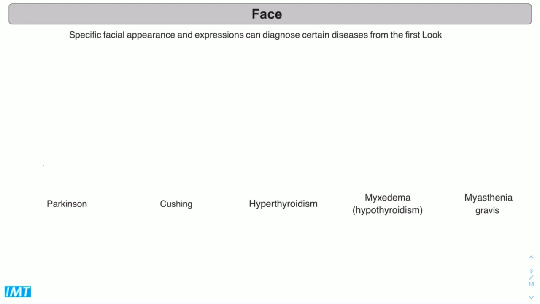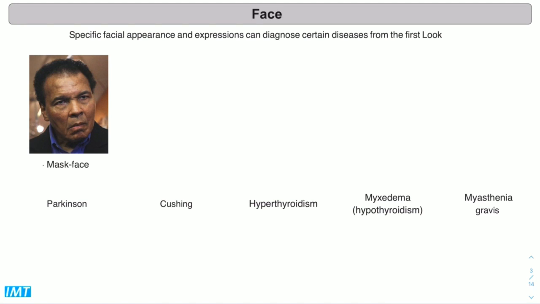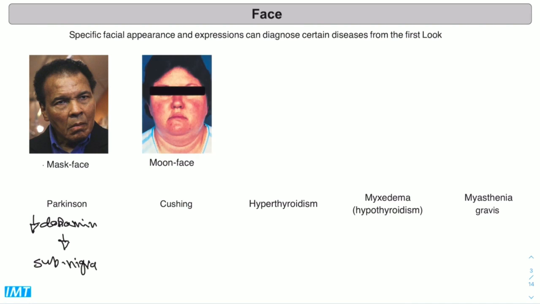For example, we have Parkinson's disease, which has the mask face specific appearance. As you can see here, the mask face belonged to the greatest of all time, Muhammad Ali. Yes, he had Parkinson's disease. And Parkinson's disease is due to low dopamine level, mainly in the substantia nigra.